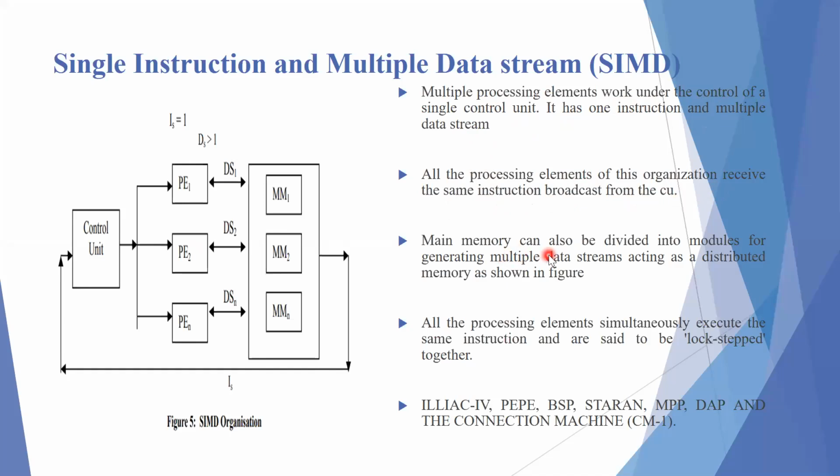The main memory can also be divided into modules for generating multiple data streams, acting as a distributed memory, or it can be multiple modules also. So that depends upon the kind of memory architecture we have. Do we have a big memory unit which is divided into submodules for each processing element, or each processing element can have its own memory module also. While we discuss cache coherence, this concept will become clear to you.